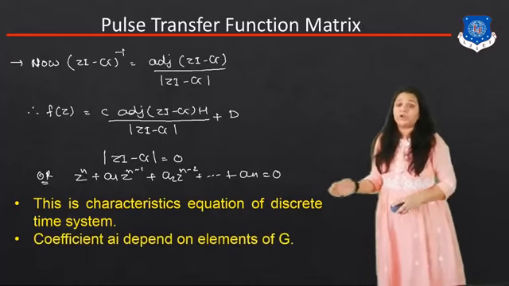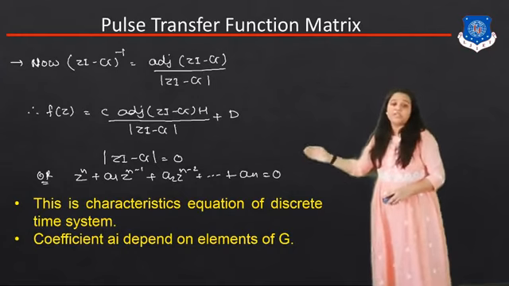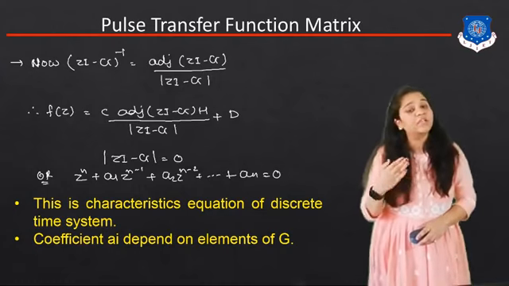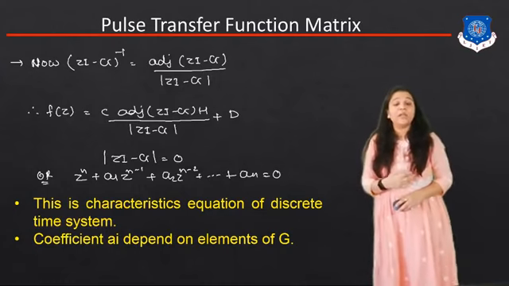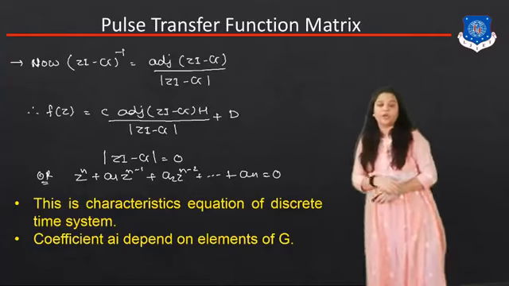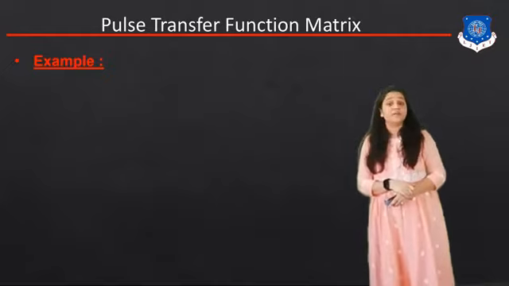So the coefficient ai depends on the elements of Z. If we have a 2x2 matrix or a 3x3 matrix, then depending upon the elements of Z, we have to decide the coefficients. Okay, so this is all about the pulse transfer function matrix.